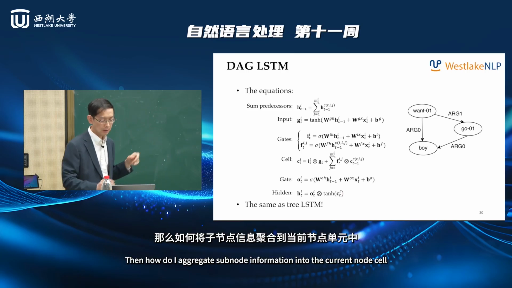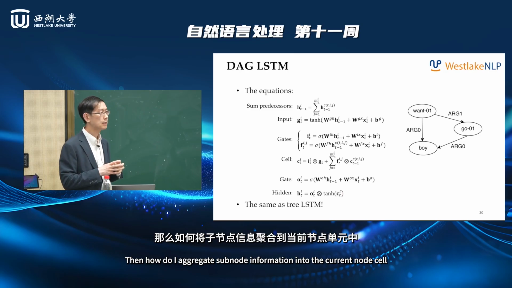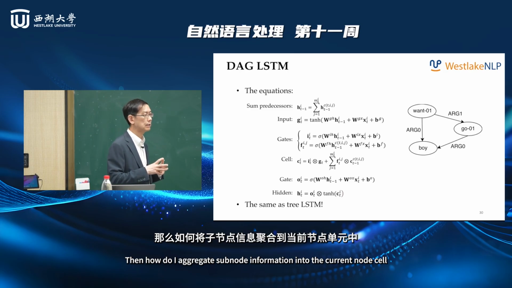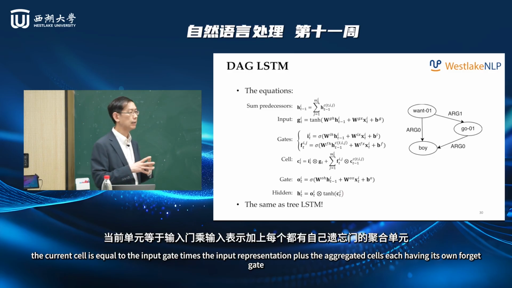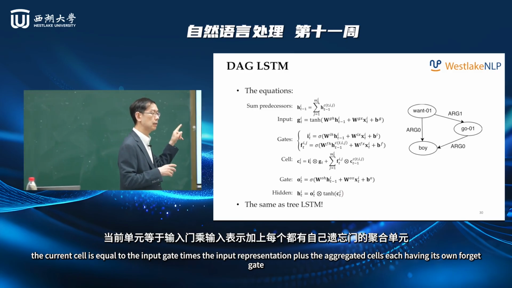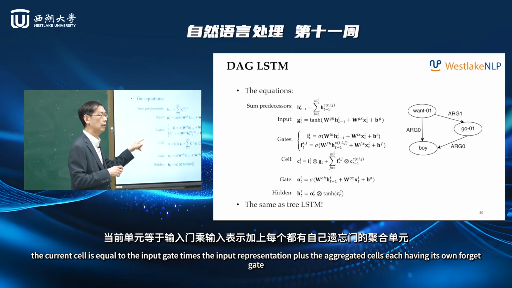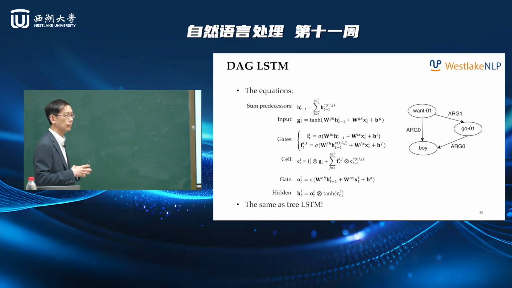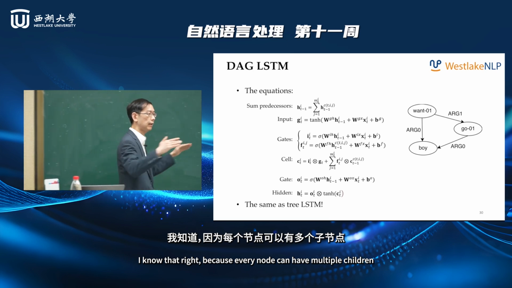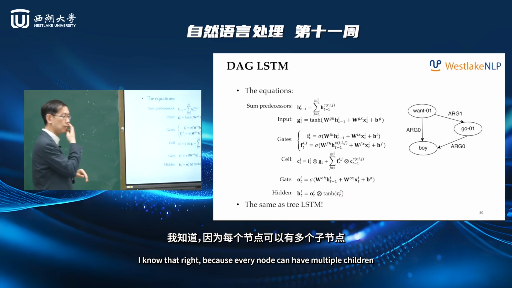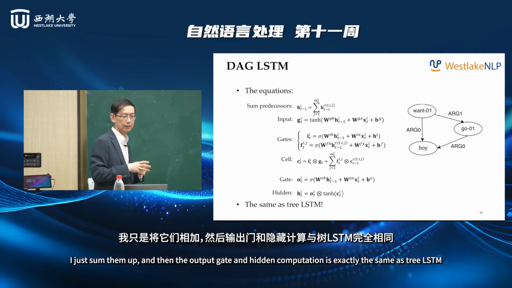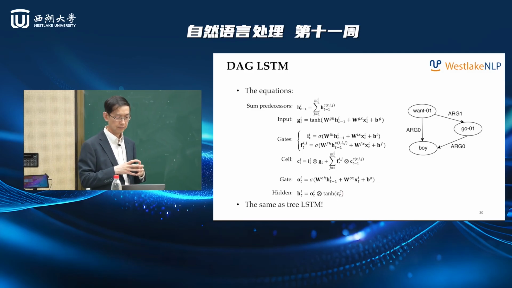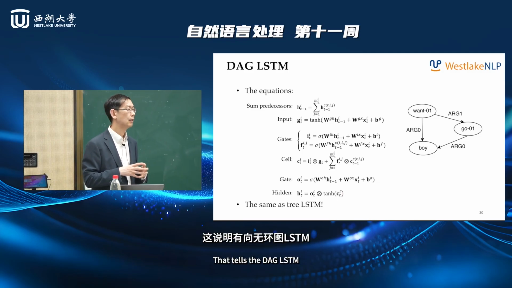Okay? Then how do I aggregate subnode information into the current node cell? Look at the 5th equation. The current cell is equal to the input gate times the input representation plus, okay, the aggregated cells, each having its own forget gate. I can do that, right? Because every node can have multiple children. I just sum them up. And then the output gate and the hidden computation are exactly the same as Tree-LSTM. That gives the DAG LSTM.